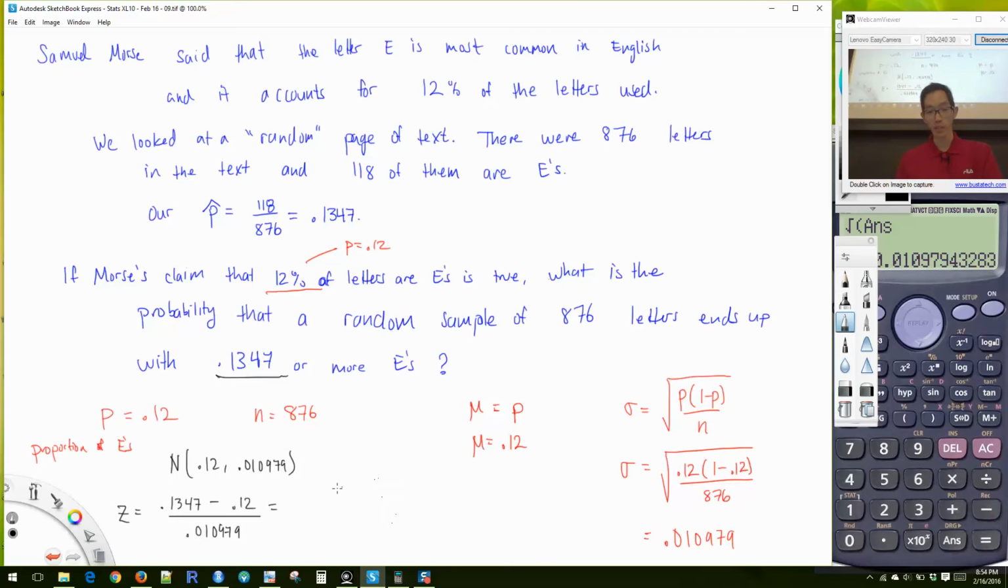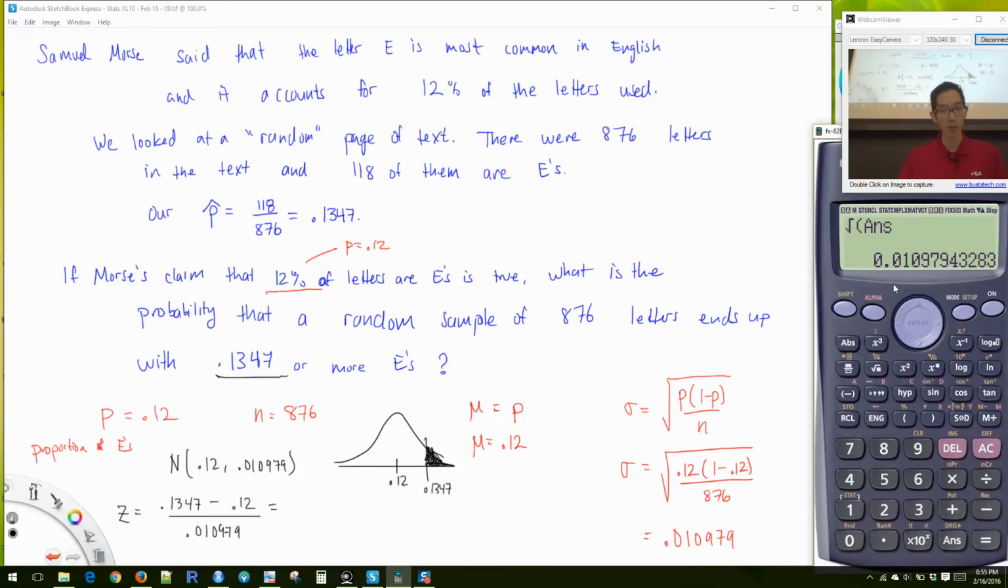If I draw a picture, I have 12% in the middle. I'm going off to 0.1347, and I want to shade the area to the right and ask how much is shaded here. Okay, so this might be helpful for you. This is how I do my math on the calculator to save me time.